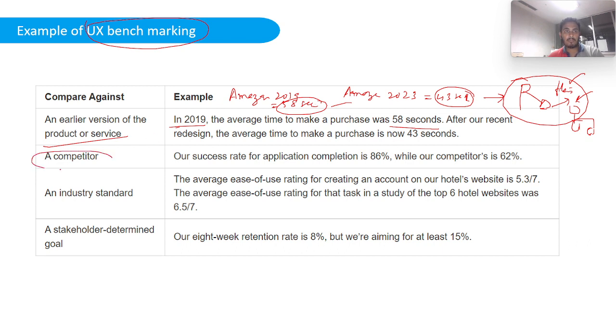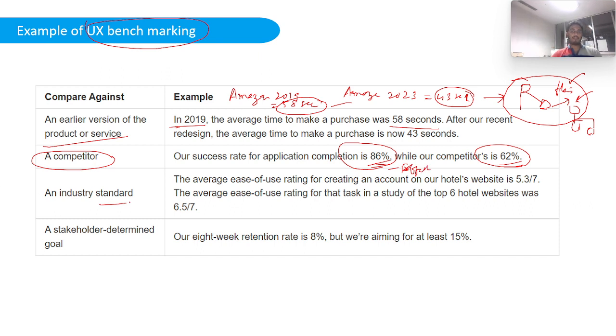Then UX benchmarking against a competitor. So an example can be the success rate of application completion is 86%, while our competitor is 62%. That means 62% is now a standard frame of reference which we consider as the minimum that we need to achieve. But when we actually perform the usability testing, we identified that our completion rate is 86%. That means our interface is more effective.